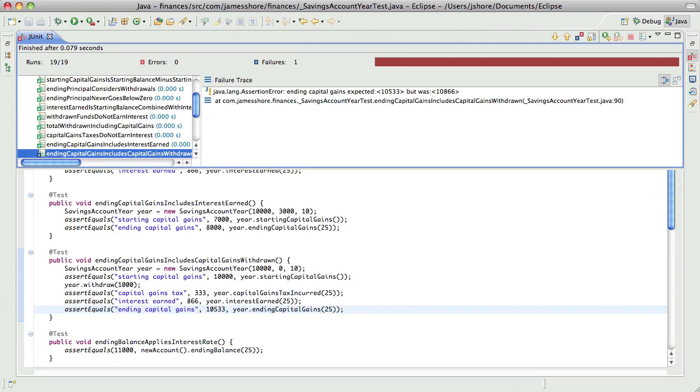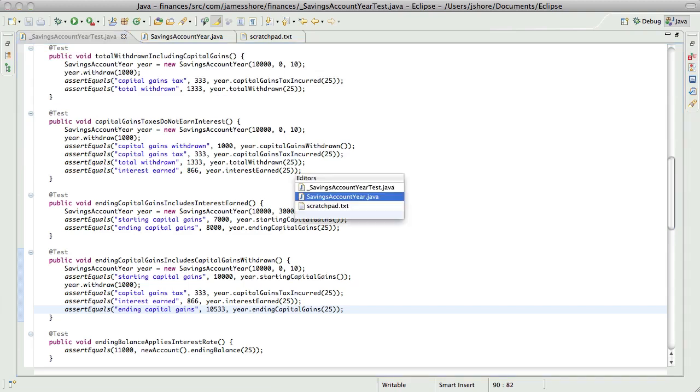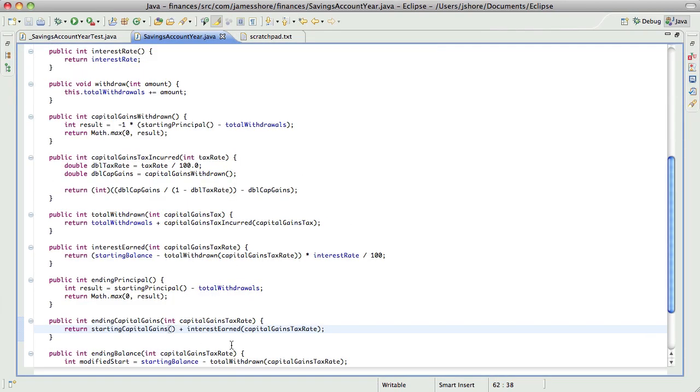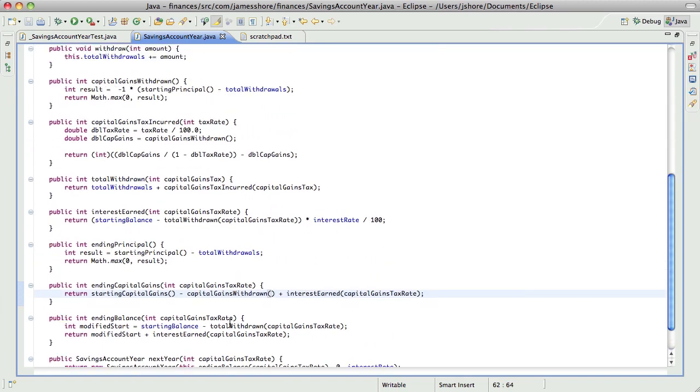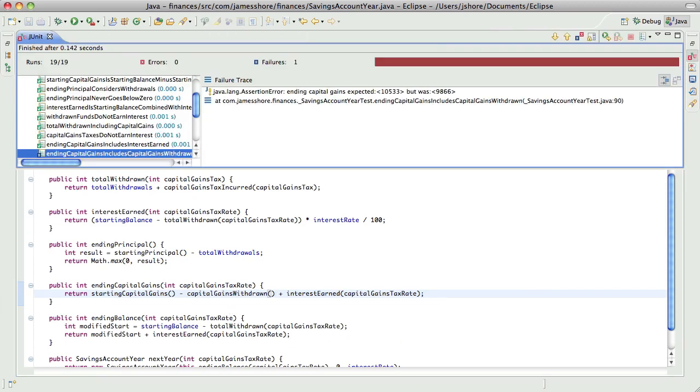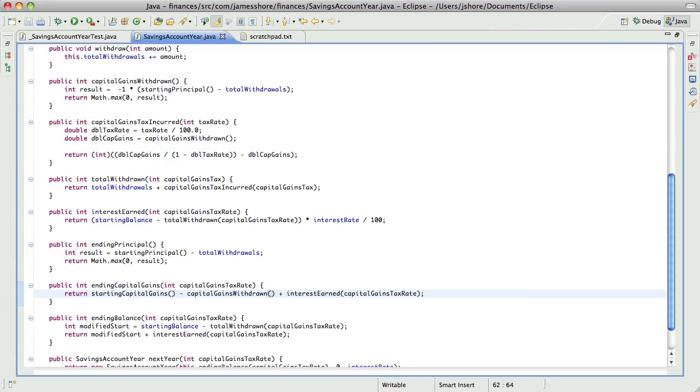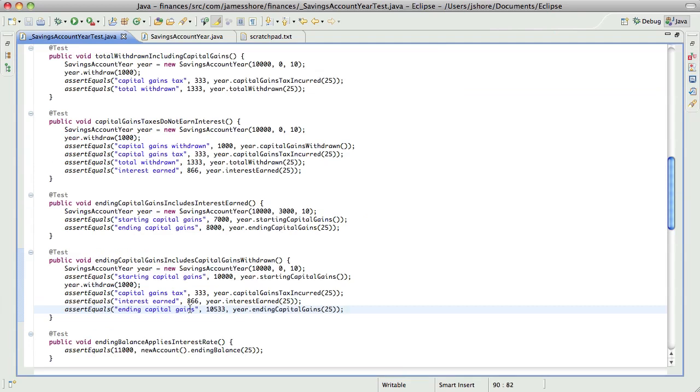No, but it was 10,866. Right, because I haven't coded that yet. So ending capital gains is going to equal starting capital gains plus interest earned minus capital gains withdrawn. I'm just going to make that a little... Oh, do we have a capital gains withdrawn? We do. Oh, what do you know? Okay, why isn't that working? Well, let's make sure capital gains withdrawn is correct.